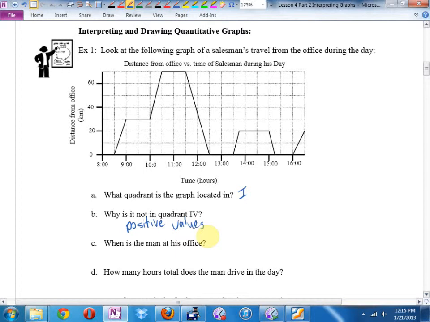We gave those a name the other day. Did we not call them the x-intercepts? So when is the man at his office? It looks like from 8 to 8:30, yes? When else? From 12:30 to 1:30, I think. Let's use the metric time like them. So let's go from 12:30 to 13:30, because then it's easy for me to say it's exactly 1 hour, right? When else?